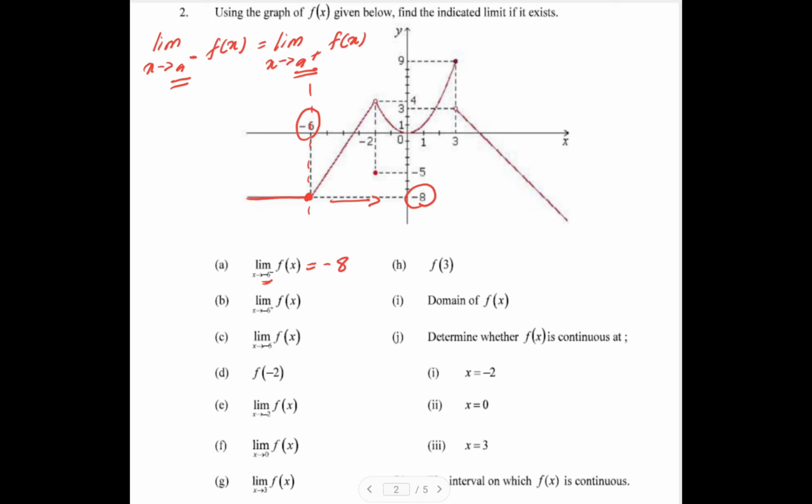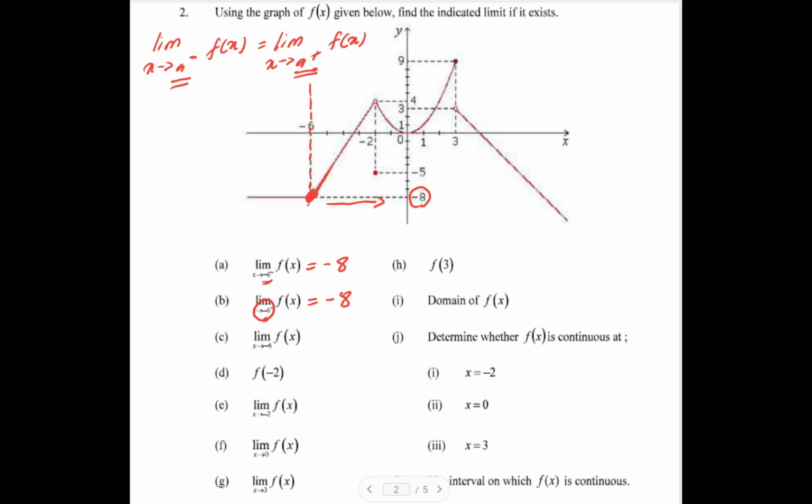Question B, limit as x approaches negative 6 from the right. So from the right, this is the negative 6 line, and from the right here it approaches. Also the same thing, it stops at this point. So what is the value of y? The value of y is negative 8.